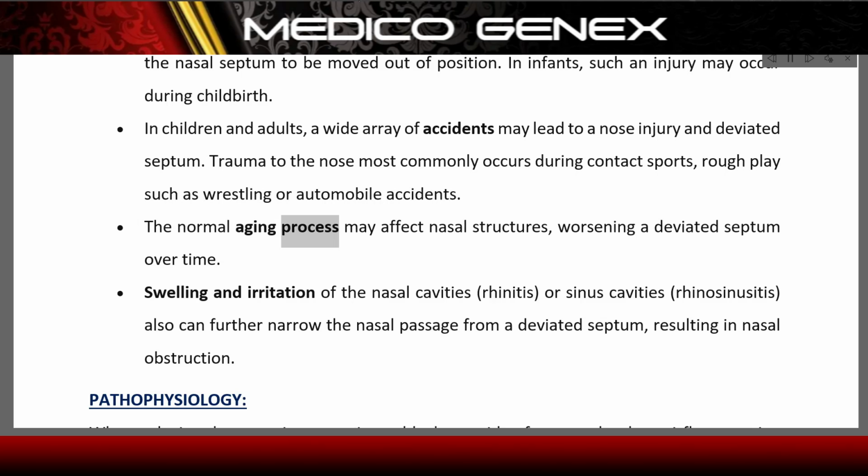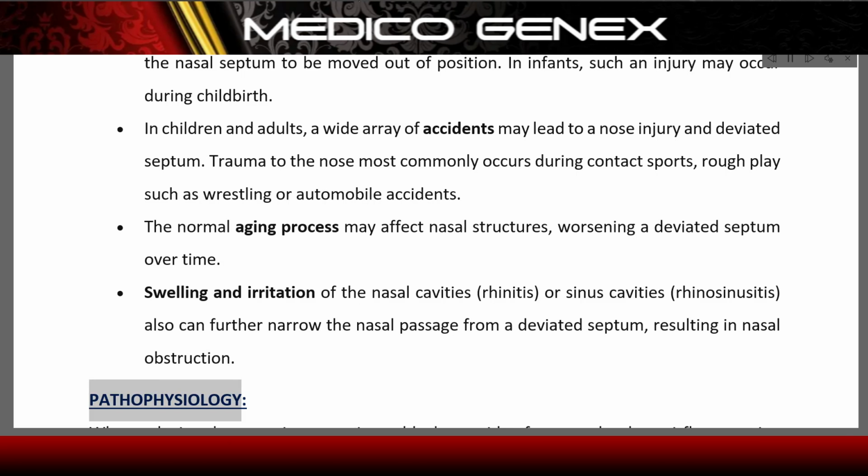The normal aging process may affect nasal structures, worsening a deviated septum over time. Swelling and irritation of the nasal cavities, rhinitis, or sinus cavities, rhinosinusitis, also can further narrow the nasal passage from a deviated septum, resulting in nasal obstruction.